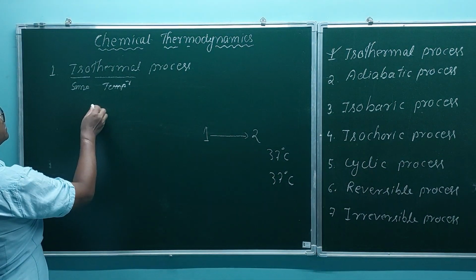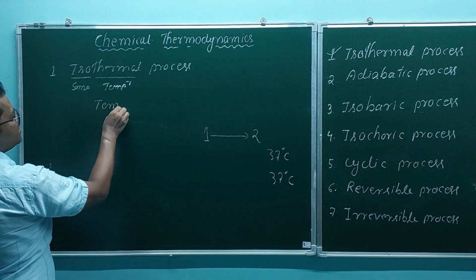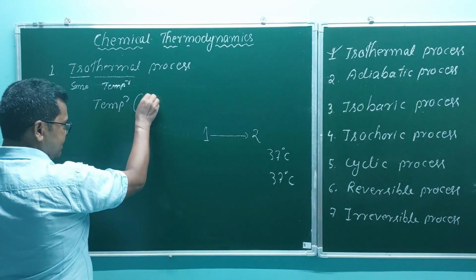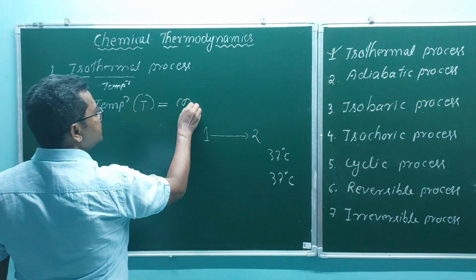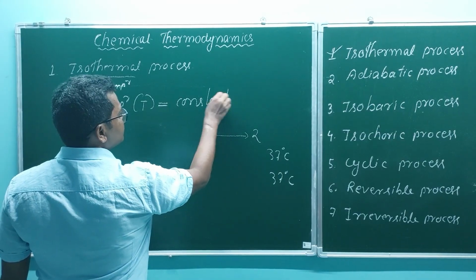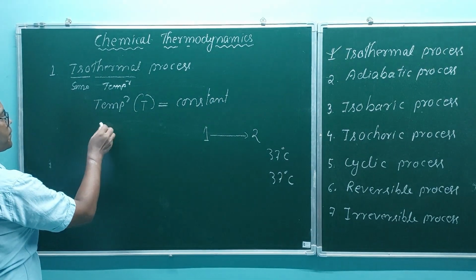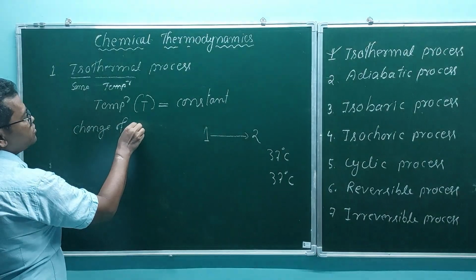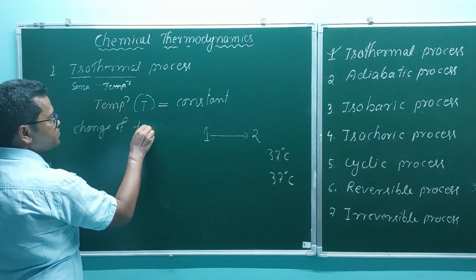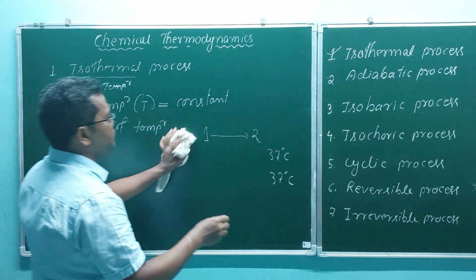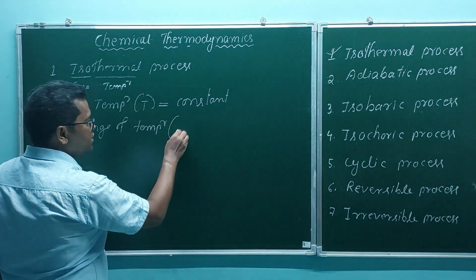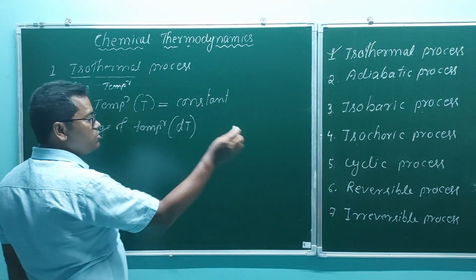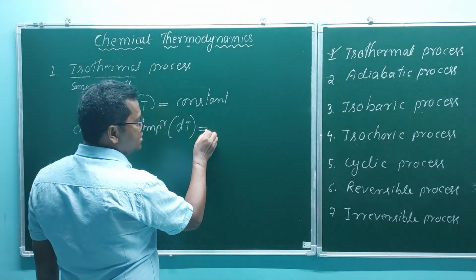So in an isothermal process, temperature T is equal to constant. Therefore, the change of temperature, denoted as dT. Is there any change of temperature? No, there is no change of temperature. That is, dT equal to 0.